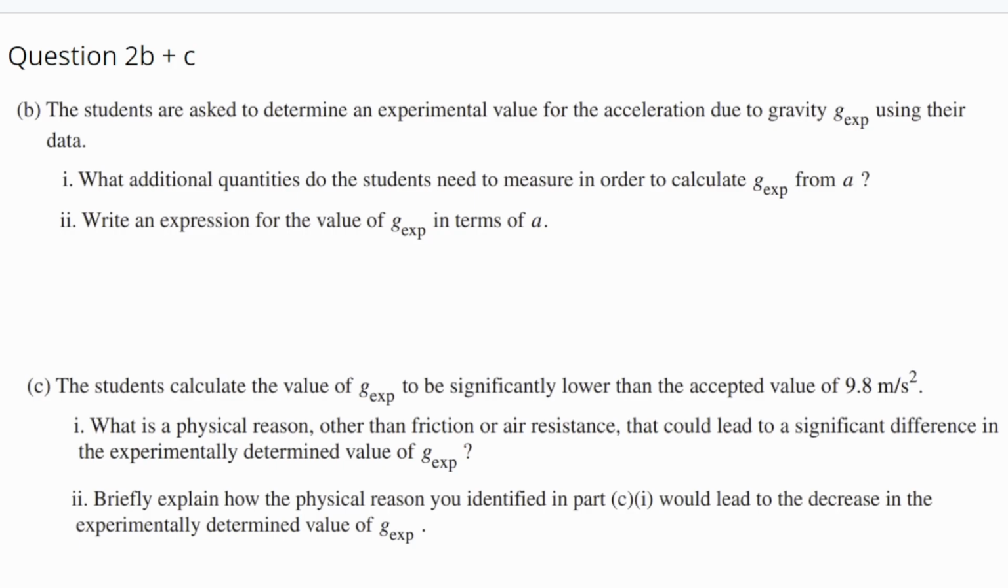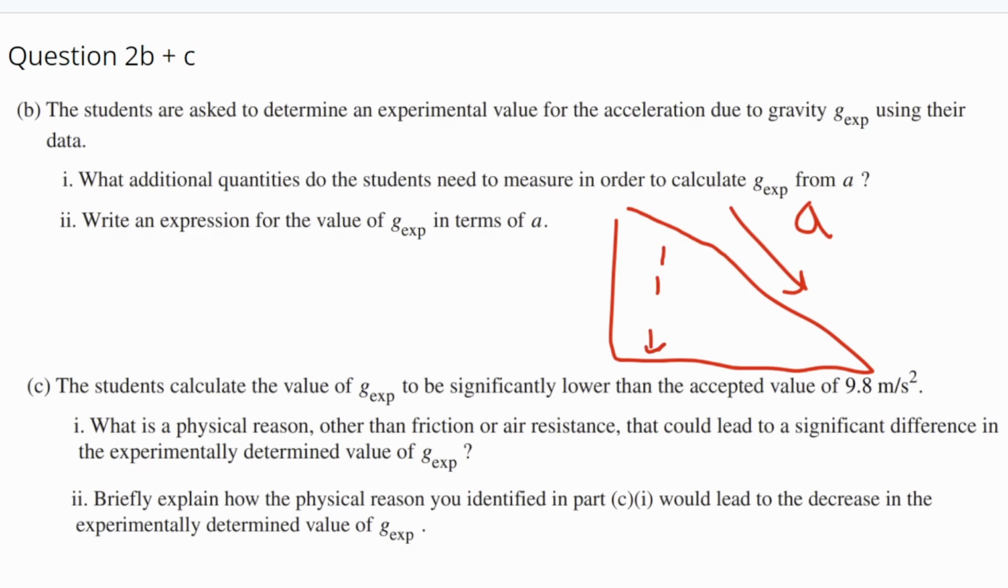First, what additional quantities does the student need to measure in order to calculate g exp from a? We need to remember a couple of things to answer this question. Our acceleration was down the ramp. Remember, acceleration goes down the ramp, but gravity will always point down. So in order to go from acceleration to gravity, we're going to need this angle theta right here. So we need theta, because we're going to need the sine, opposite over hypotenuse, to convert from acceleration to gravity.